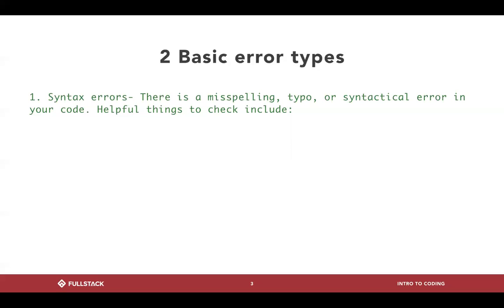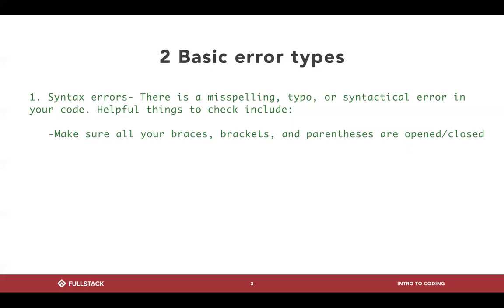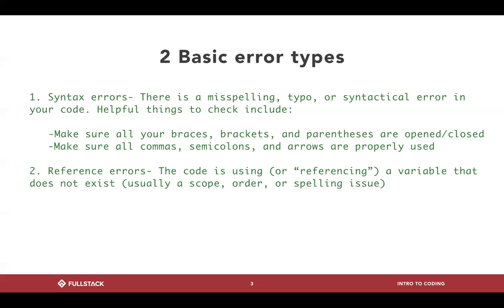Helpful things to check include that you make sure all of your braces and your brackets and your parentheses are open and closed. So if you have a symbol that's open, make sure that it has a closing symbol. Make sure that commas, semicolons, arrows, any other symbols are properly used. And also spelling's the biggest one. I like to use a control find to go through my code to make sure that all of my spellings are correct. But yeah, that's syntax errors.